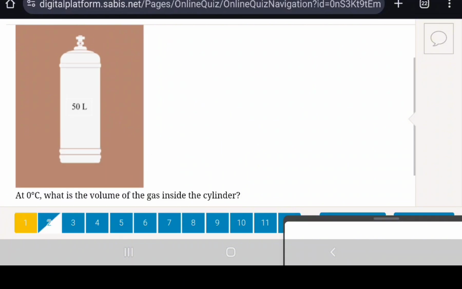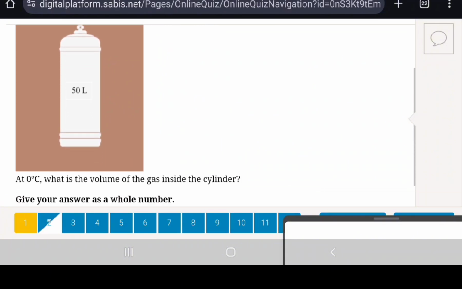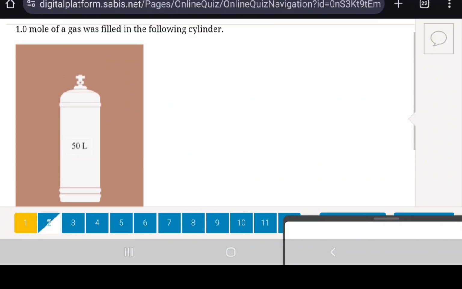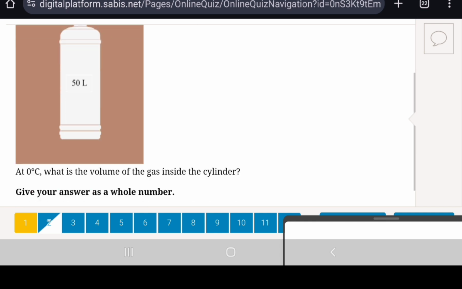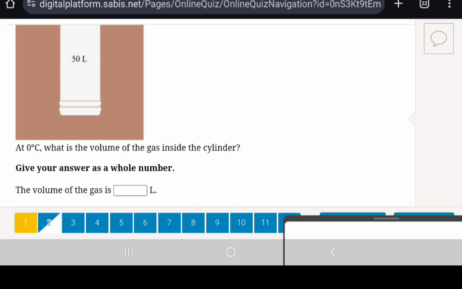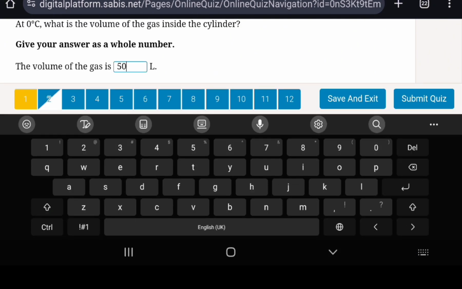For the first question, as we can see, the volume of the cylinder is 50 liters, and 1 mole of a gas is filled in that cylinder. At 0 degrees Celsius, what is the volume? Look, for every single gas, the volume of the gas is always going to be the volume of the container. So here it's going to be 50 liters. Number 2.